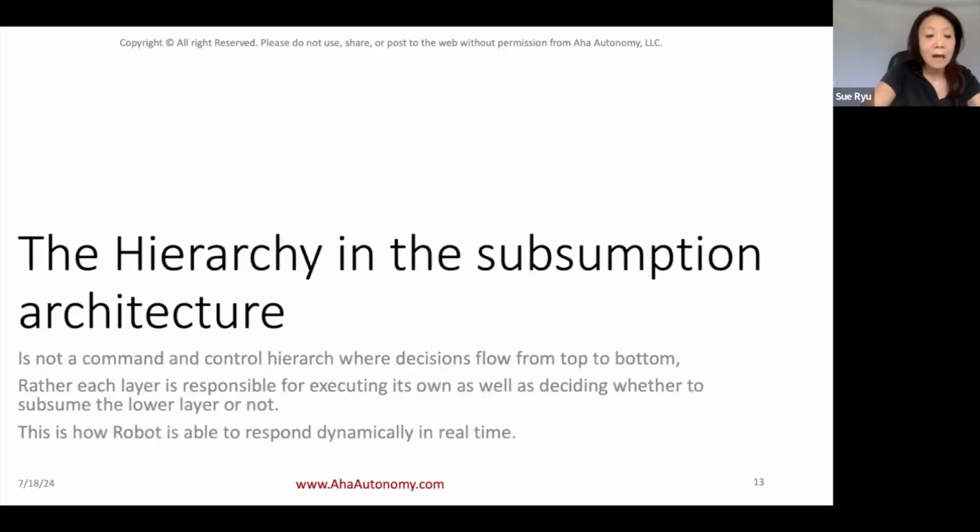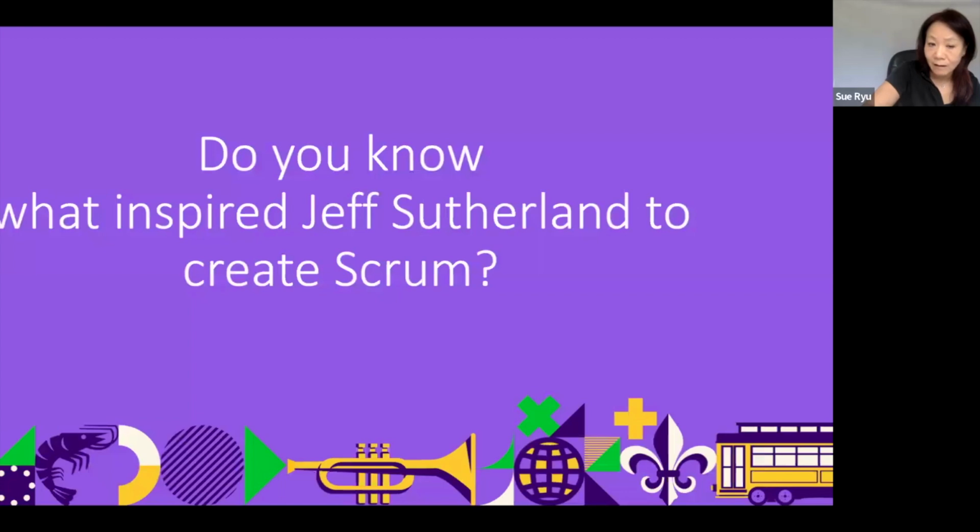The hierarchy that I will be presenting to you is not a command and control hierarchy, where the decision usually flows from the top to the bottom. Rather, each layer has a responsibility for executing its own work, as well as deciding whether to subsume the lower layers. That's the hierarchy of layers, and this is how a robot is able to respond dynamically in real time.